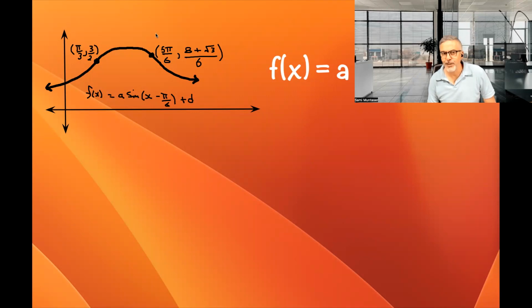Here's another question another student gets stuck on. Basically, we're given 2 points on the graph. It's a sine graph with a phase shift of pi over 6 to the right. They want you to find A and D.